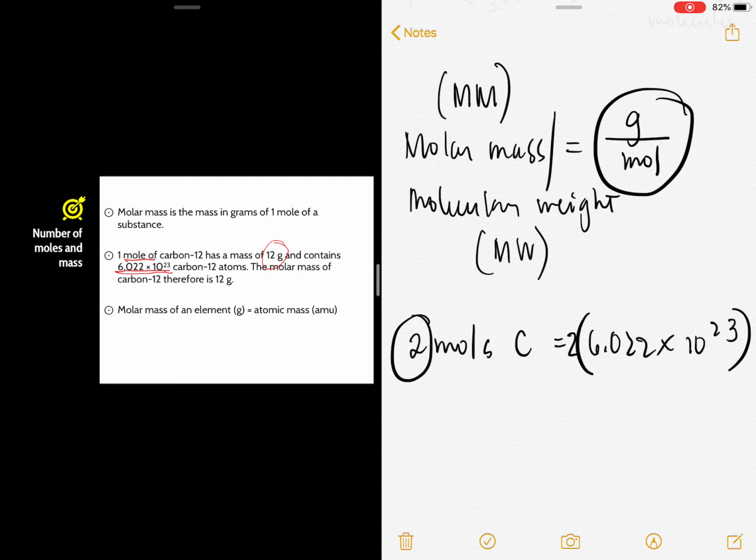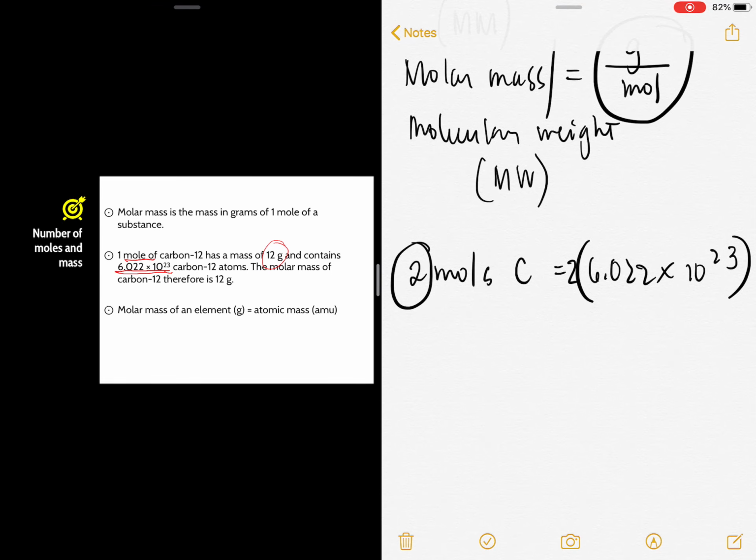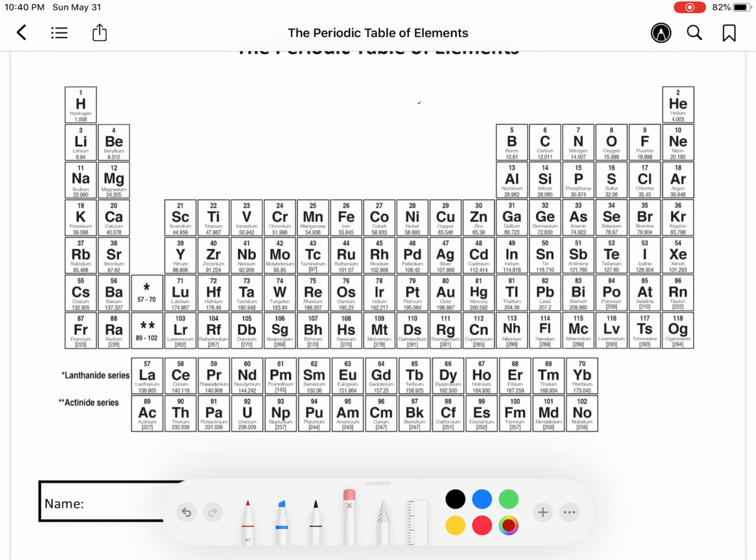Malinaw po iyon. Pag grams, atomic weight. Saan galing yung atomic weight? Sa periodic table. Kapag ang tanong is atoms, particles, molecules, automatic Avogadro's number po iyon. Malinaw po ba? Okay. So, the molar mass of an element is equal to the AMU. Atomic mass unit, no? Look at here. These numbers that you see, this is the atomic weight, and the unit of that is AMU. Atomic mass unit.